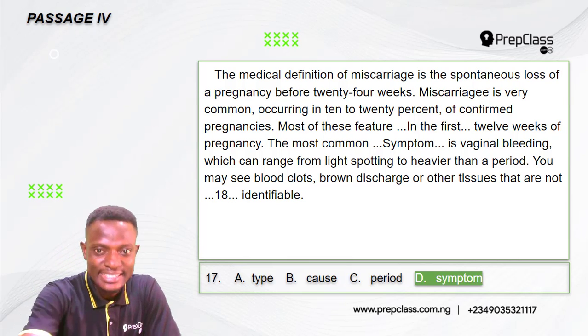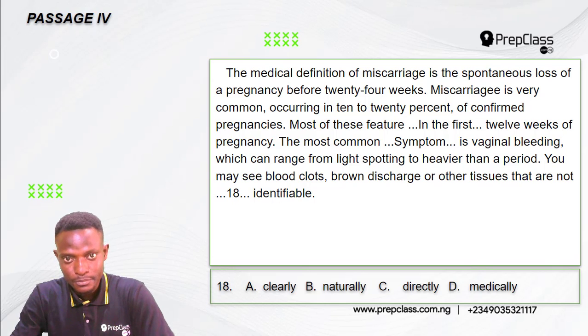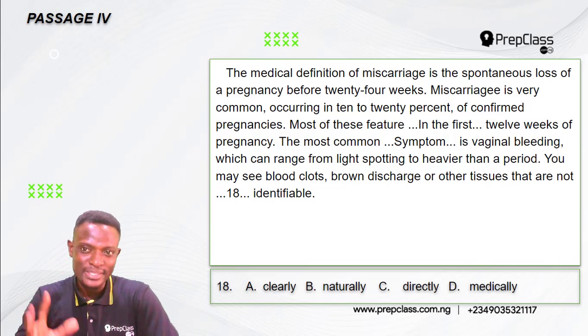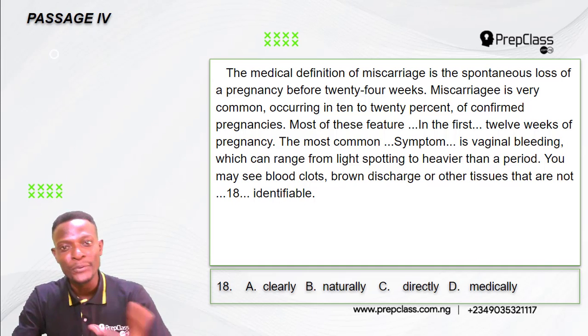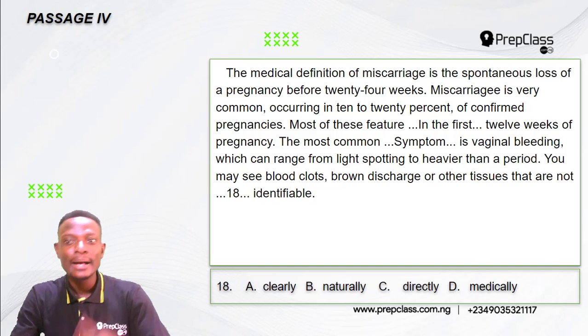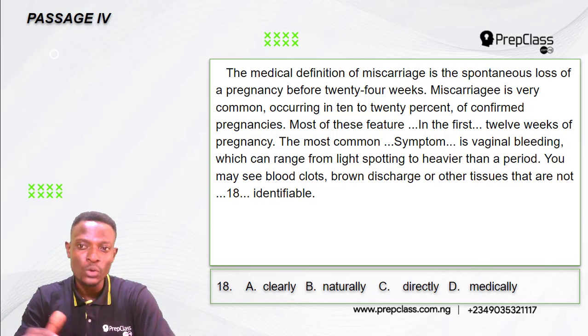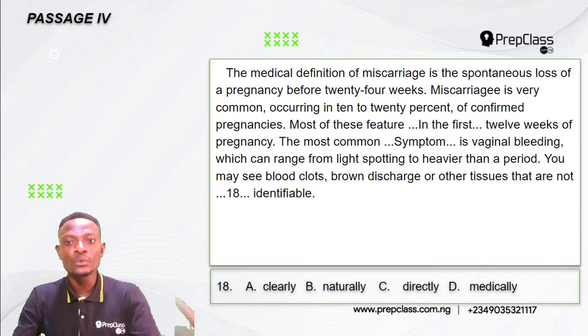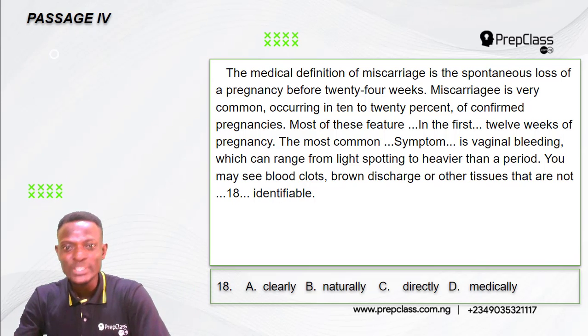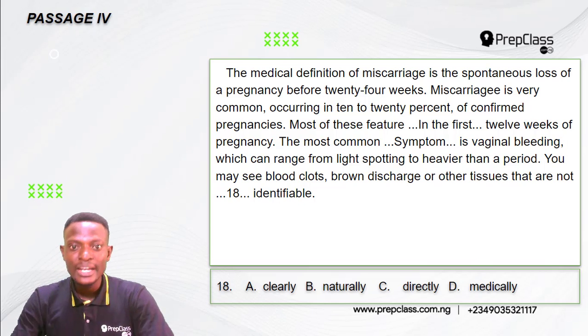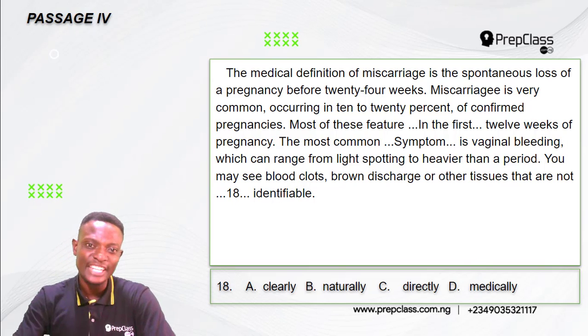Moving on, question 18. The medical definition of miscarriage is the spontaneous loss of a pregnancy before 24 weeks. Miscarriage is very common, occurring in 10 to 20% of confirmed pregnancies. Most of these feature in the first 12 weeks of pregnancy. The most common symptom is vaginal bleeding, which can range from light spotting to heavier than a period. You may see blood clots, blood discharge, or other tissues that are not blank identifiable.